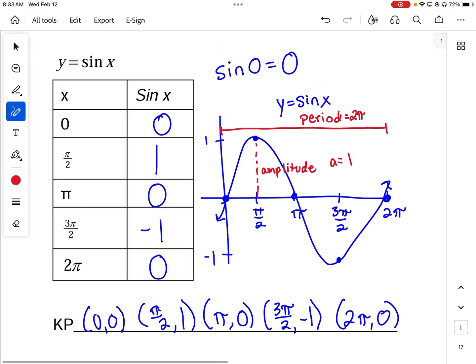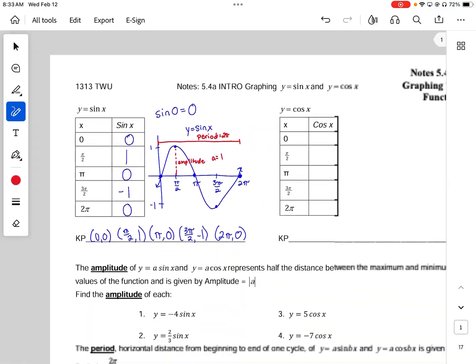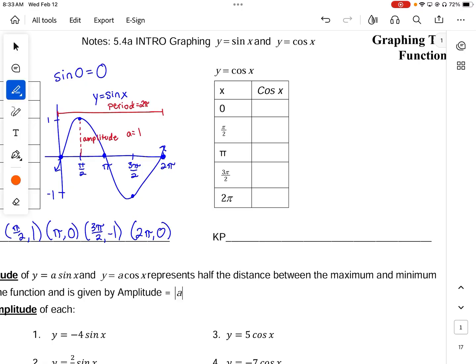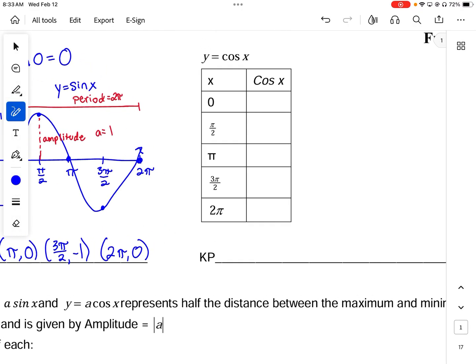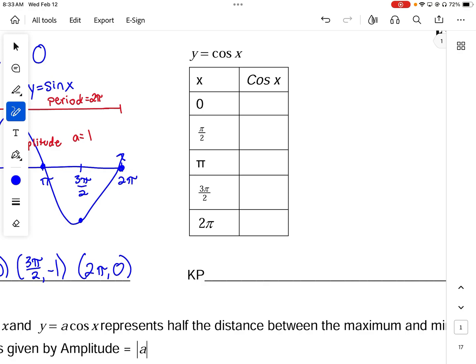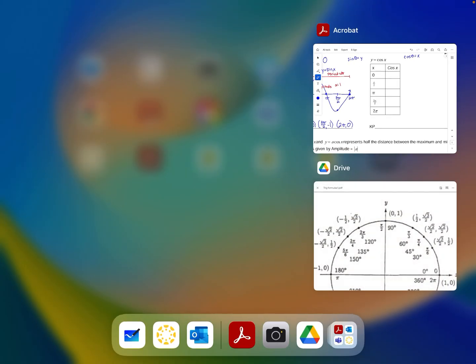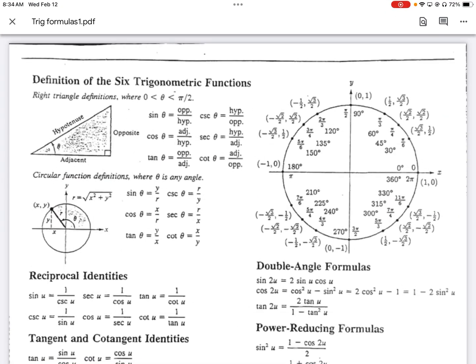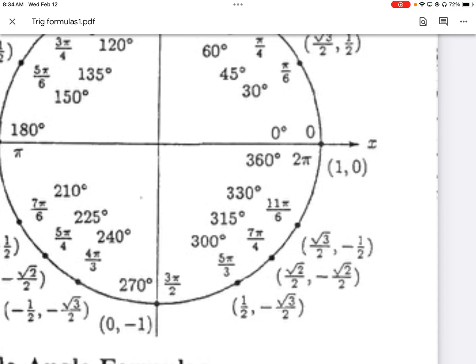All right, so let's go to the cosine. I'm going to change back my color. So cosine of theta, whatever theta is: sine of theta is y, cosine is x. I should have written that over here. So in order to do our table of values, we're going to do cosine of 0. So the x value at 0. So we'll look back over here. At 0, the x value is 1.